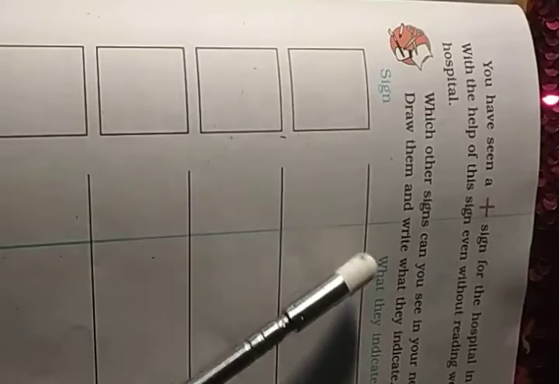We are then on page 151. You don't do this all at once, children. And it says, you've seen a red cross sign for the hospital in the picture. So looking at that sign, even without reading, we know it's a hospital. Which other signs can you see in your neighborhood? Draw them and write what they indicate, what they show.